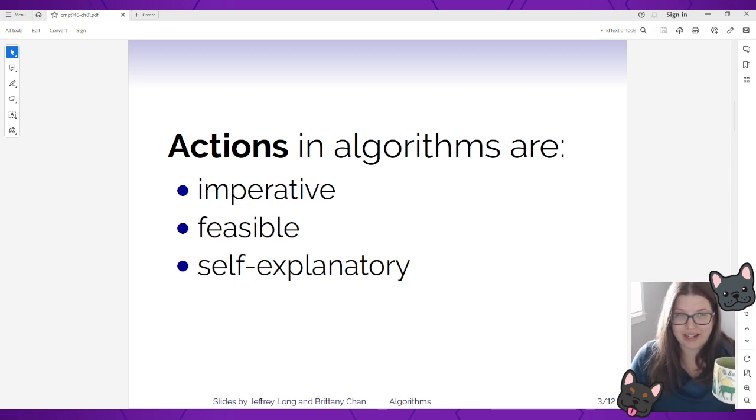Excellent. Coffee. Amazing. Those are all definitive actions that if someone gave me, I would be able to do. Which brings me on to the next point. They need to be feasible. And the feasibility of that action is going to depend on what your audience is. Is it a computer you're talking to? Is it your prof? Is it a toddler? Is it your dog or your pet? The feasibility of those different things or the actions that you give will depend on the audience you're giving it to.